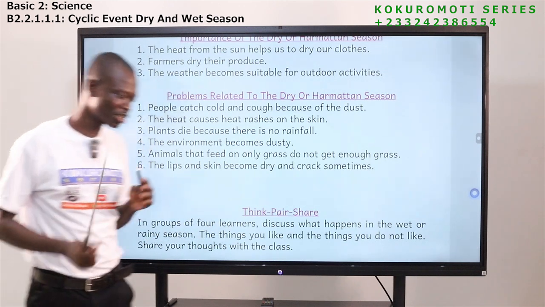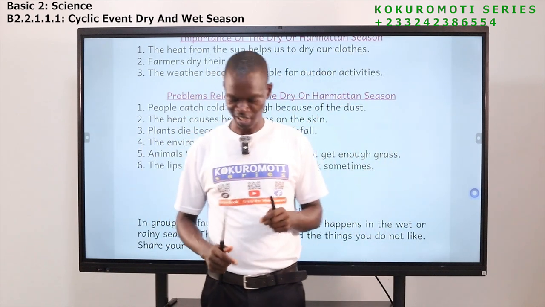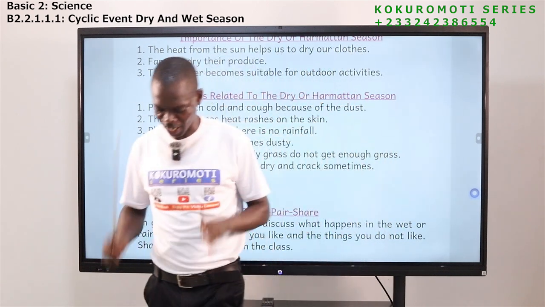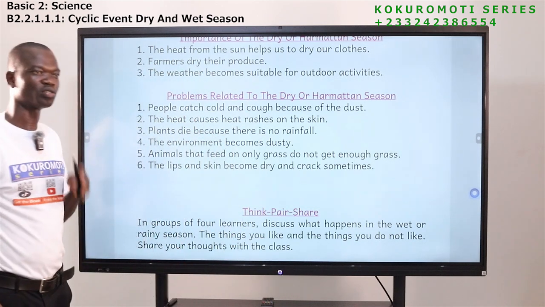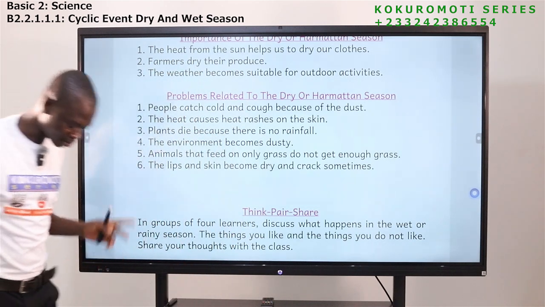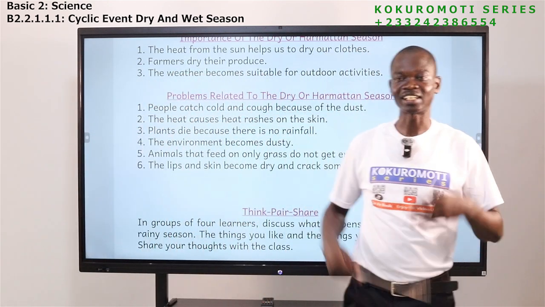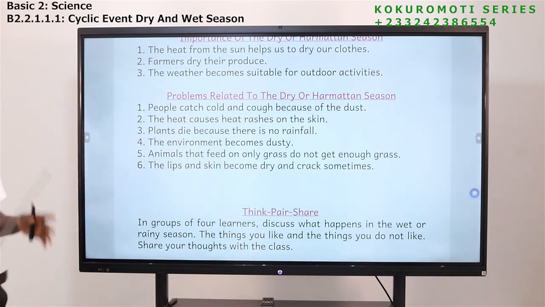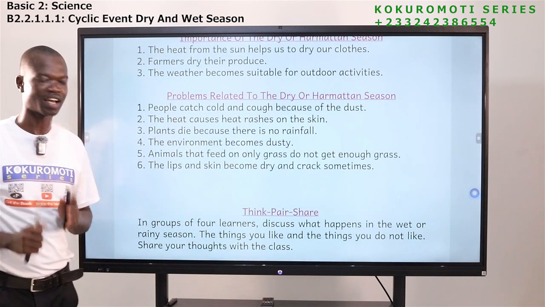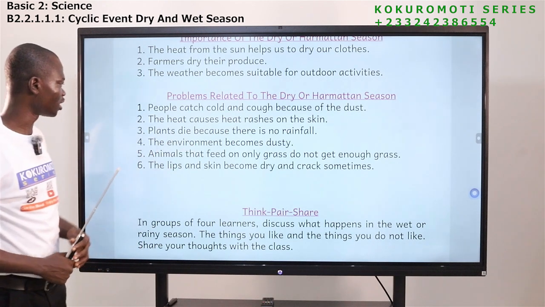So you should know that during harmattan season or dry season, if you are going to school and you polish your black shoe with your white socks, by the time you walk from your house to the school, you see that the black shoe that you polished, within 10 minutes, has changed to brown. So during that time, the environment becomes so dusty. So that is another challenge that we face during what?